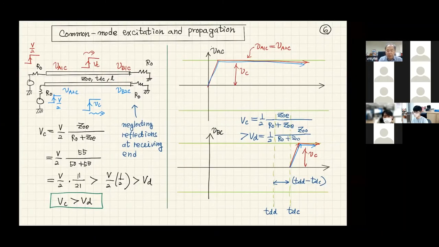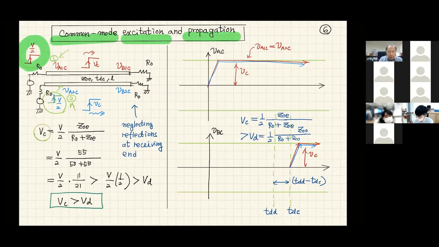Now, it's time to continue our discussion to talk about common mode excitation and propagation. In the common mode analysis, you remember that we are assuming a positive voltage step in line one, and at the same time in common mode excitation, we have the same voltage pulse. Actually, half of them is applied to line two. Please remind yourself that in the case of a common mode, the same voltages will be applied to line one and line two.